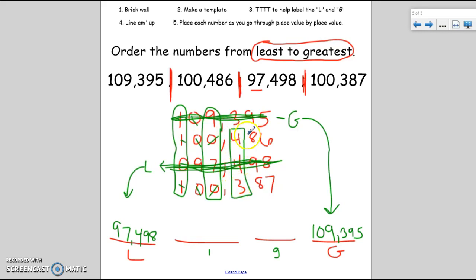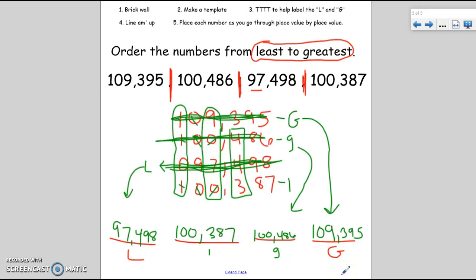And I have the 4 and I have the 3. That 4 is greater than that 3. So this one's going to go in that next greatest spot, which is 100,486. And then, of course, cross that off, my very, very last one. It's not the least. We've already placed the least, but it's the next least in this case.